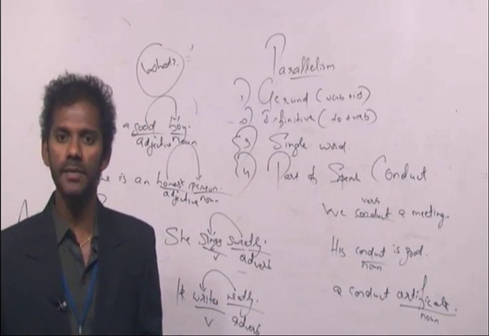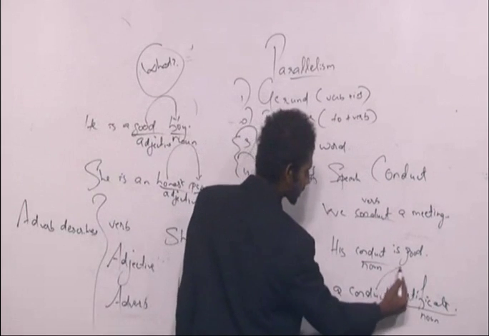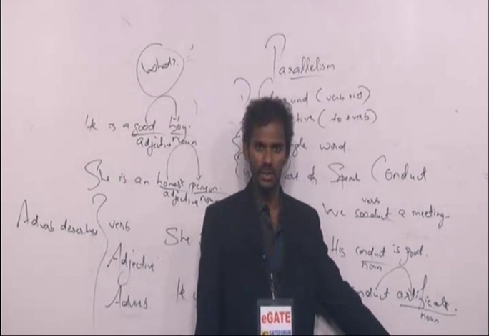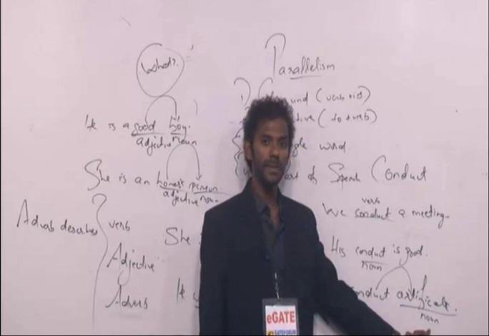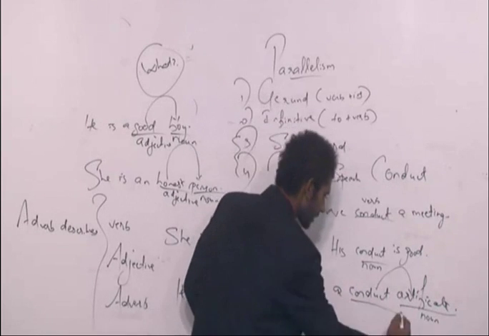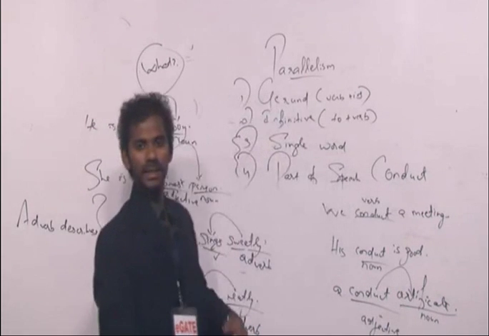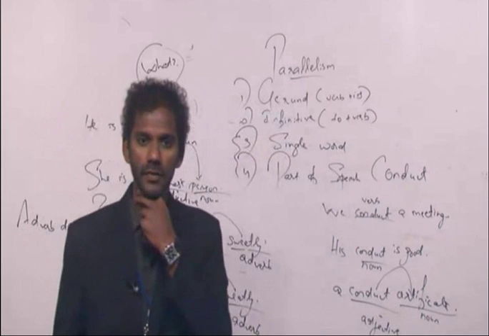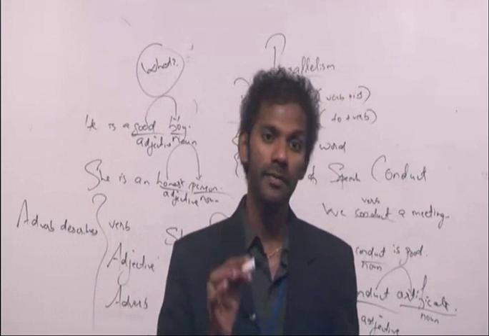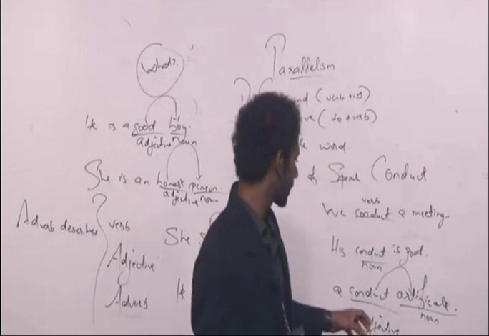Certificate is a noun. What kind of certificate? Conduct certificate. That means the word conduct describes certificate. Any word that describes a noun is termed as an adjective. So in this sentence, conduct becomes an adjective. Clear? If I ask you what kind of certificate, the answer is conduct certificate. So the word conduct describes certificate, which is a noun. So any word that describes a noun is termed as an adjective.